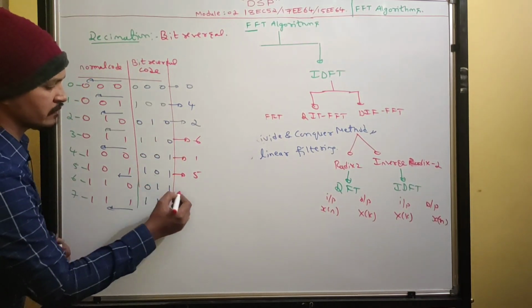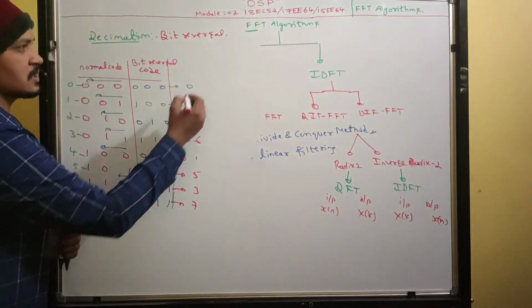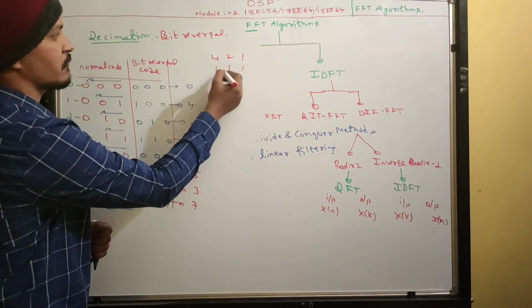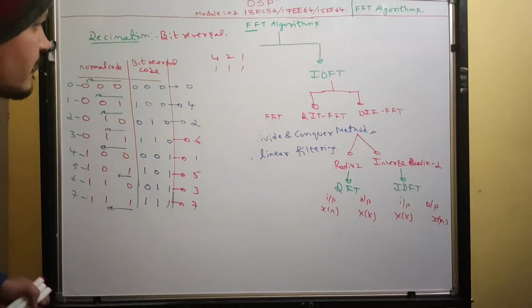1, 0, 1 code is what? 5. 0, 1, 1 is 3. 1, 1, 1 is 7. What is 7? 4, 2, 1. 4 plus 2, 6. 6 plus 1, 7. Therefore, I should consider all the numbers. So put 1 for all this. Okay. Fine.